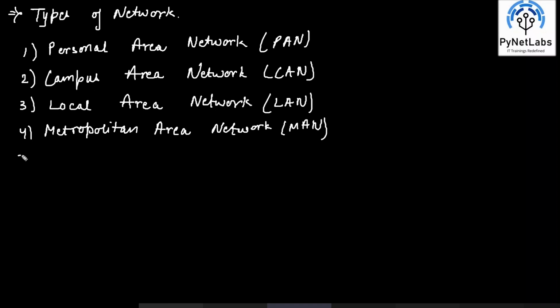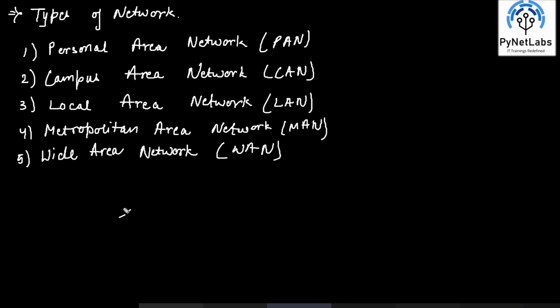And the last one, wide area network, which is known as WAN. So metropolitan area network is basically a network between, let's say, a branch from a different city connected to a branch of a different city. So a network between cities or states can be considered as a metropolitan area network. And when it comes to countries, we can consider it as a wide area network.